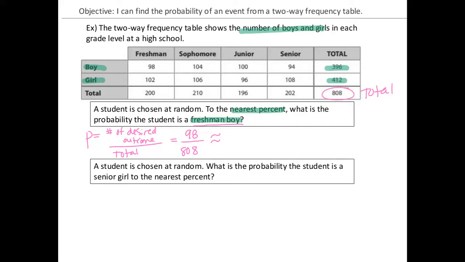Can you give me the 3 decimal places? 0.121, okay. And then the direction here says to give the answer to the nearest percent though. So for nearest percent, you move the decimal twice and round to the whole number. Looking at the 1, the 2 stays. So it's approximately 12%. You're moving the decimal twice because it's asking for percent.